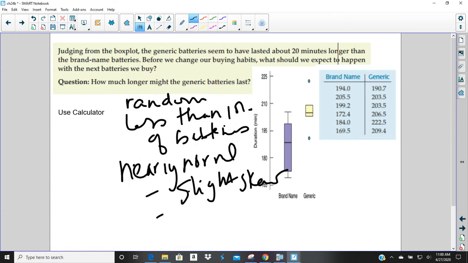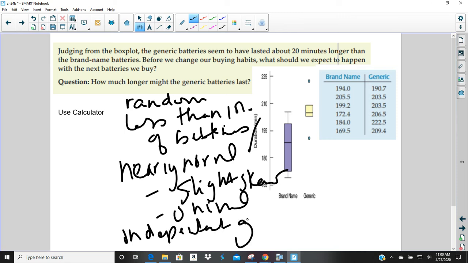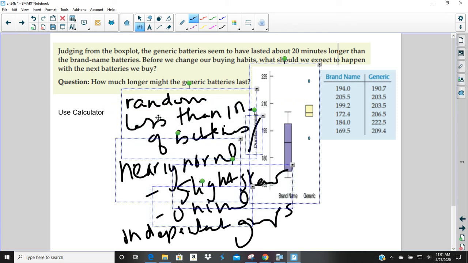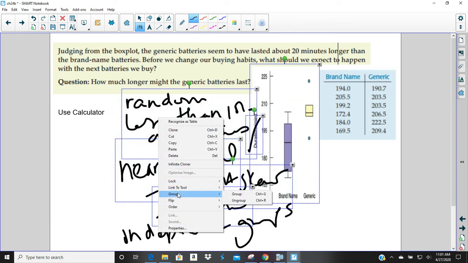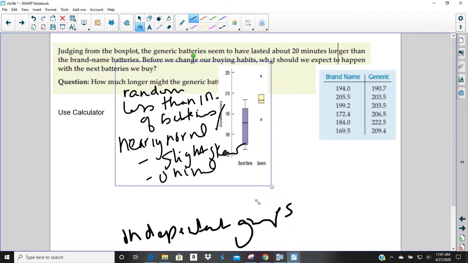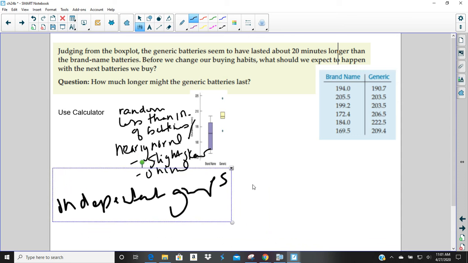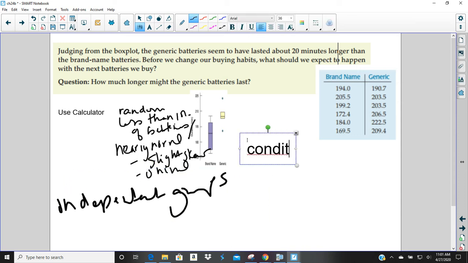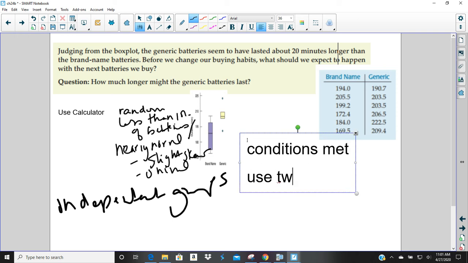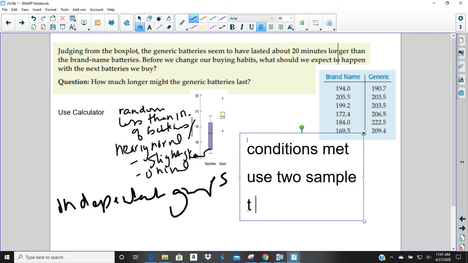So I'm going to make a note, unimodal. So nearly normal is correct. The last thing is going to be the independent groups. The generic batteries are not the same as the brand name batteries. Okay, so therefore, conditions have been met. Copy this over. The conditions were met, and we're going to be able to use the 2 sample. I made that small too. No big deal. We're going to be able to use, so conditions met, use 2 sample T interval.